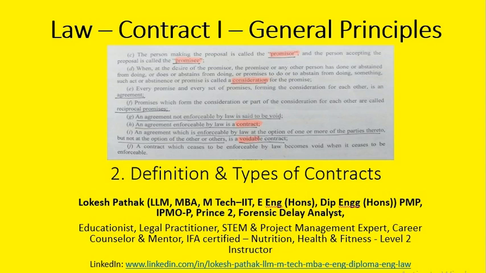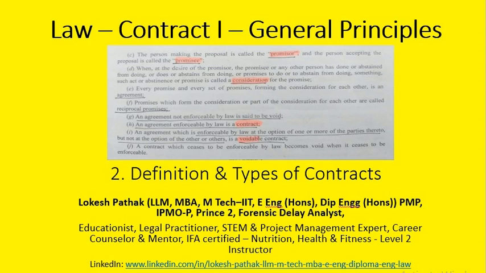Apart from this, section 36 of the Act says that an agreement which is contingent, not on an uncertain event but directly on some impossible event, becomes void ab initio. Means since the start it is void.